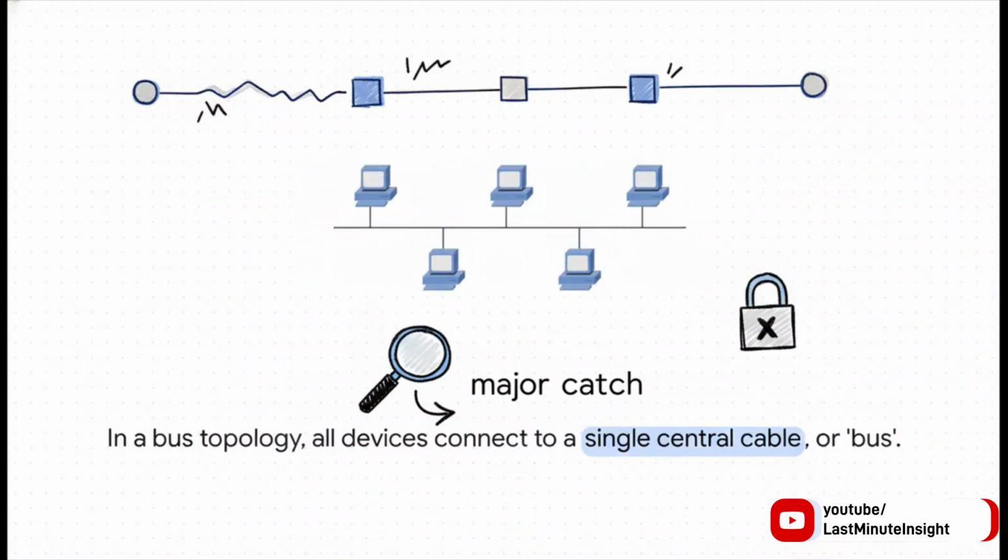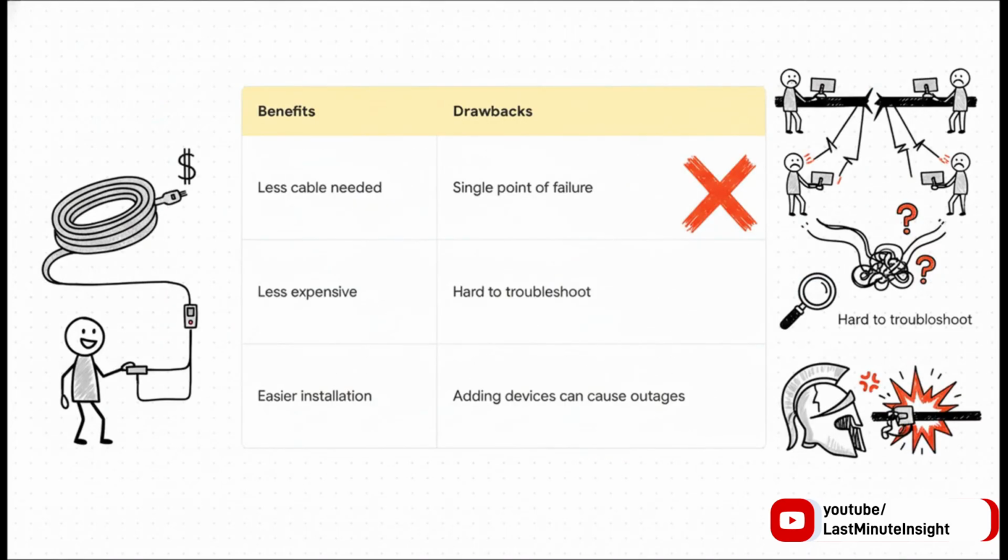It is a beautifully simple design, right? You've got one long backbone cable, the bus, and every single device on the network just taps right into it. Easy. But that simplicity hides a pretty major flaw. The benefit is obvious. It's cheap, and it's pretty easy to set up because you use way less cable. But just look at that first drawback. Because every device shares that one cable, if there's a break anywhere along that line, the entire network goes down. That single point of failure is its Achilles heel.